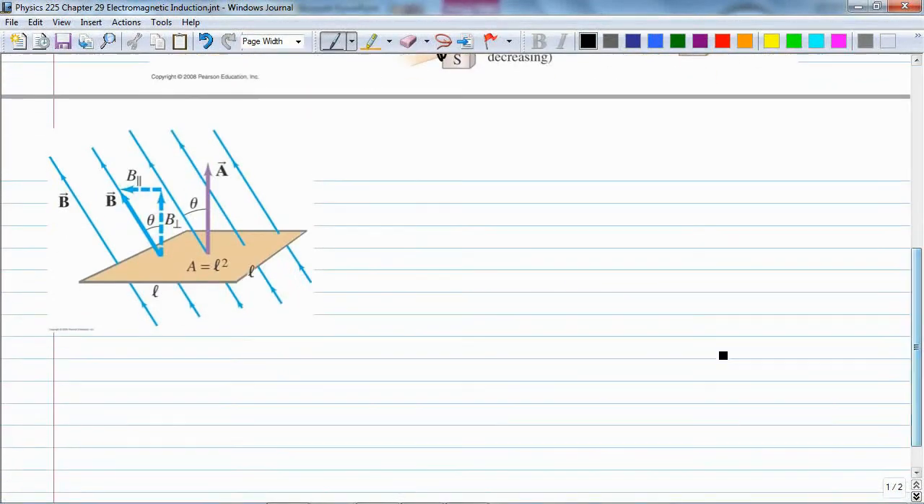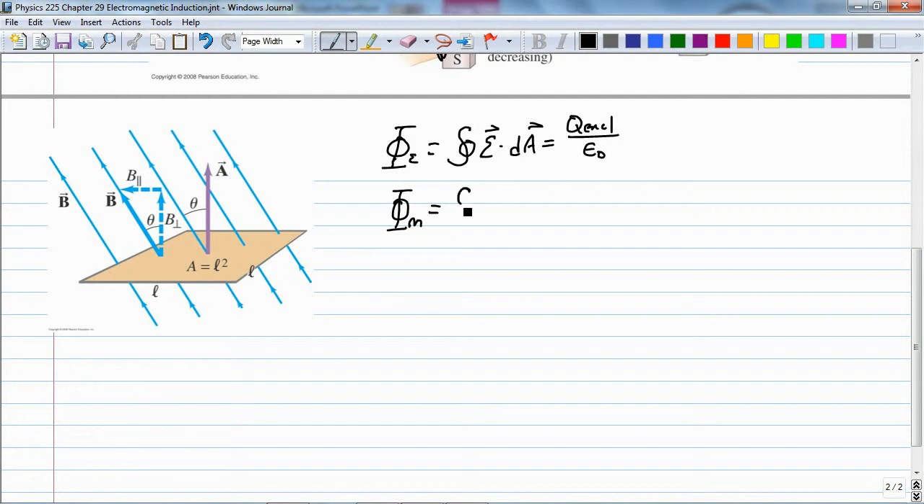To understand Faraday's law, we have to go back to this idea of flux. Now, remember that we had electric flux, and we had this relationship. Electric flux is equal to the integral of the electric field dot differential area, and that was equal to Q enclosed over epsilon naught.